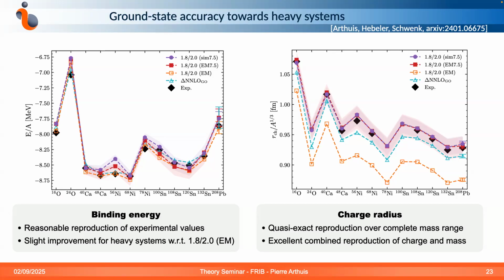But the big change is for the charge radii. By just including oxygen-16 in our data, we basically go through the experimental points for all the other systems. So we have an excellent combined reproduction of charge radius and mass. So we are happy. We are very happy about that.